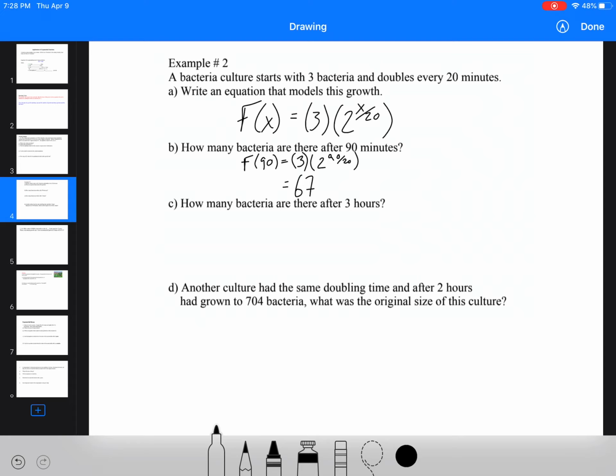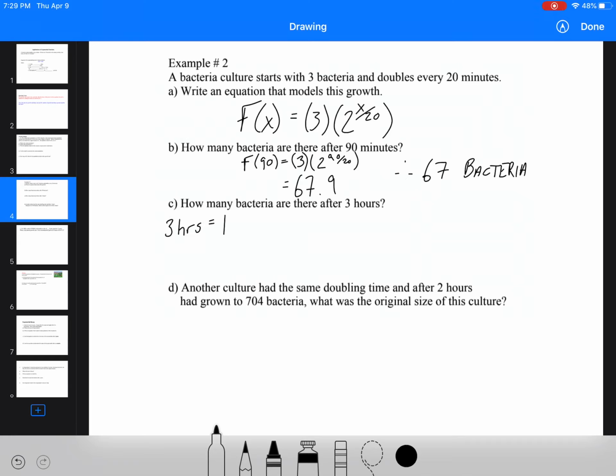67.88. Now, depending on the book you're looking at, you should always round down with population because you can't have a decimal of a person. Here we'll do 67.9, therefore 67 bacteria. Okay. Depending on the book you're looking at, they all kind of do it differently. I say always round down when you're using population.